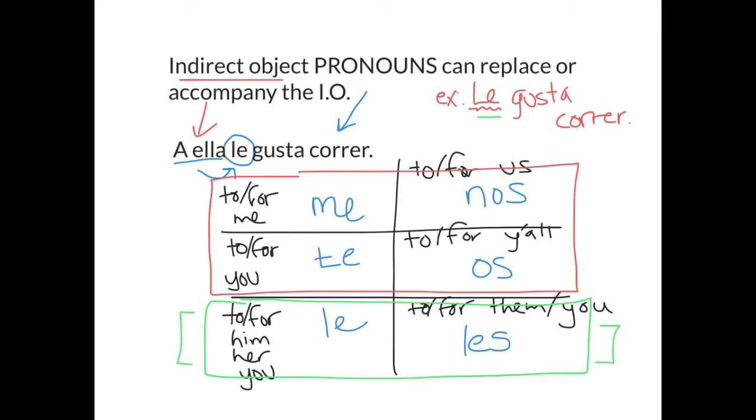So if you're just writing a singular sentence without any other context clues or additional information around it, and you're using an IOP from this last row, le or les, then it's probably a good idea to think about adding in the indirect object, like Paco, for example. That way we clarify who this le is referring to.